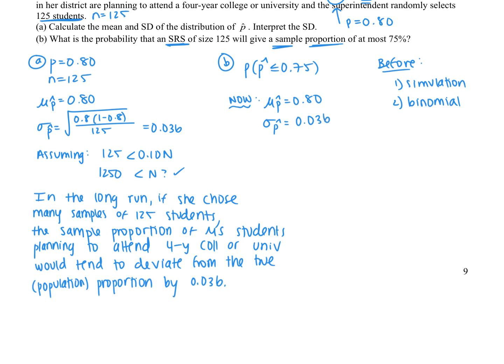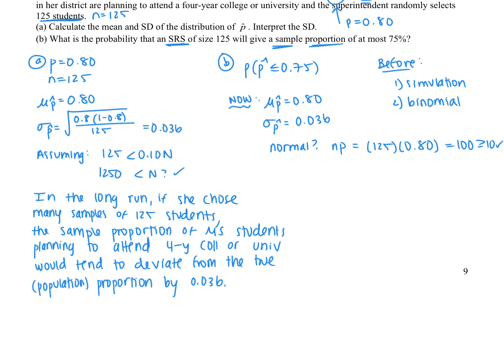So the question is, what's the shape? If it's a normal distribution, that would be lovely. So that's what we're going to check. Is the distribution normal? So we're going to calculate n times p. My n is 125. My p is 0.8. So that gives us 100, which is definitely at least 10. So all I did was take 125 and multiply by 0.8.